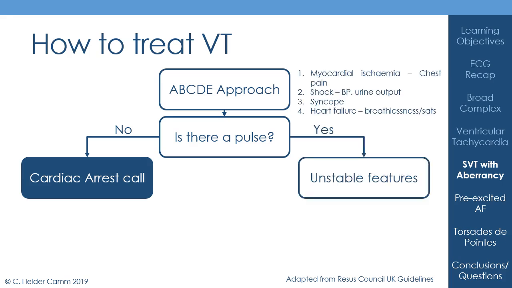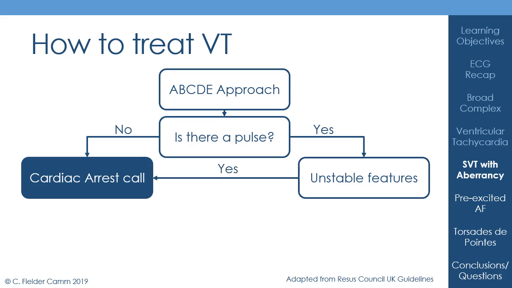Okay, so if they do have a pulse, do they have unstable features? And again, these unstable features are exactly as we've been talking about on the last slide. So any chest pain suggesting myocardial ischemia, shock, syncope, or features of heart failure. I think if the answer is yes, again, I would be putting out a cardiac arrest call.